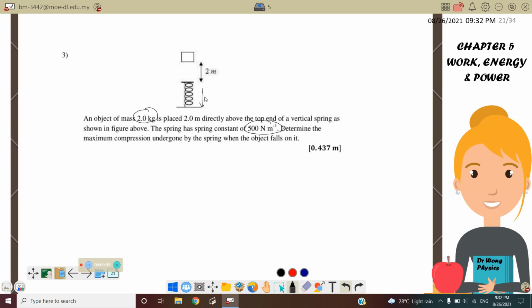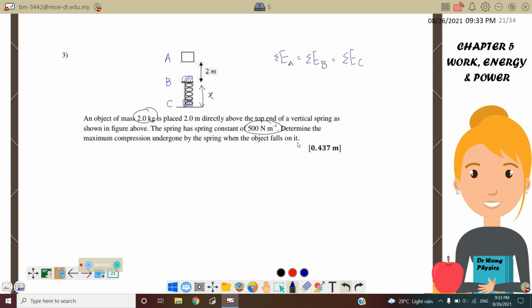Okay, so let's say I label this one as X. We can divide into 3 positions. The first position A is at the maximum height. At the second position I label it as B, where it is just above the spring. And the third position C is when it reached the maximum, when it compressed the spring. So we have 3 positions here. And we know that the total energy for A equals to total energy at B and also equals to total energy at C. So total energy before and after is constant. Just that maybe the energy will transfer from one type to another type.